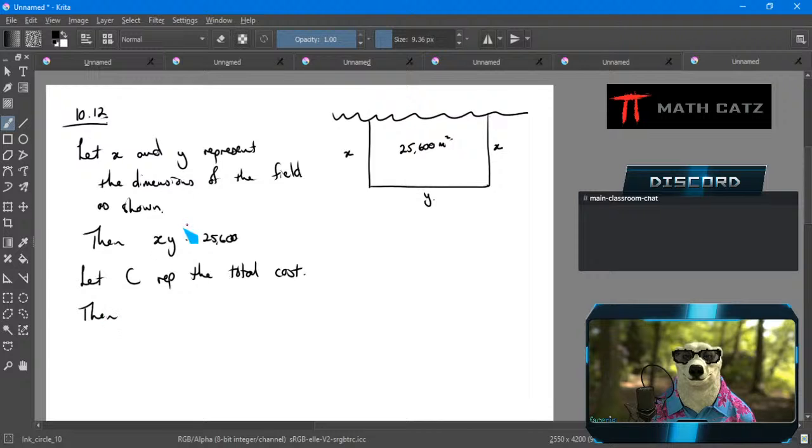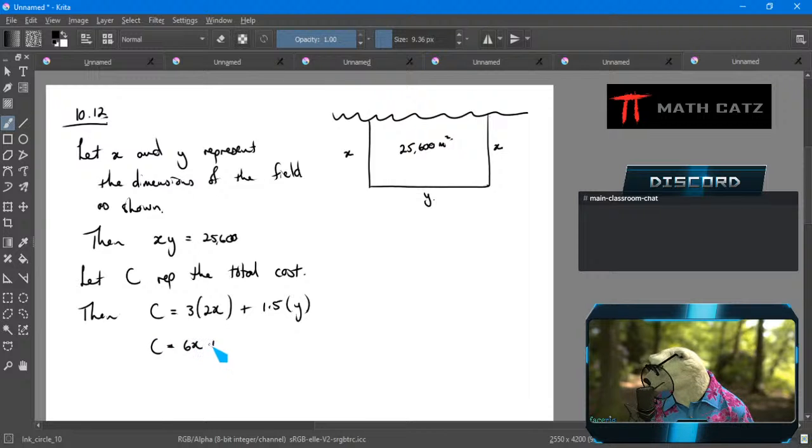Then, without worrying about this extra information, just looking at the fence, the cost is going to be dependent on the length of x and the length of y. It is $3 per meter for the two ends. So $3 per meter, I have 2x meters of fencing on those sides. $1.50 per meter for the side opposite the existing fence. So $1.50 times that length, which is just a single y. Now I can clean this up for sure. 6x plus 1.5y, and that's pretty much it.